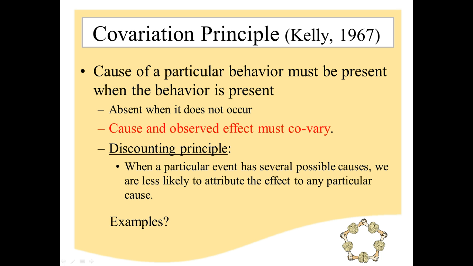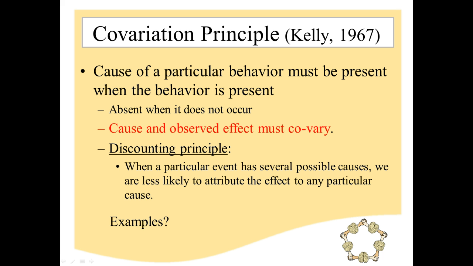This is referred to as the discounting principle. When a particular event has several possible causes, we are less likely to attribute that effect to any particular cause. So if your partner gets stressed around lots of other people, then we're less likely to attribute it to just the mother-in-law.